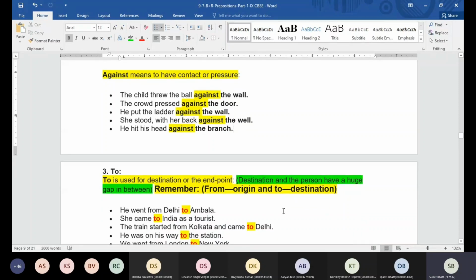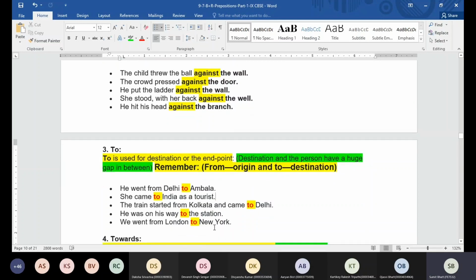Like, he went from Delhi to Ambala. When I say "from" here, "from" means starting point, "to" means the end point. She came to India as a tourist. The train started from Kolkata and came to Delhi. He was on his way to the station, and we went from London to New York. So we are using "to" to denote destination and "from" to denote origin.